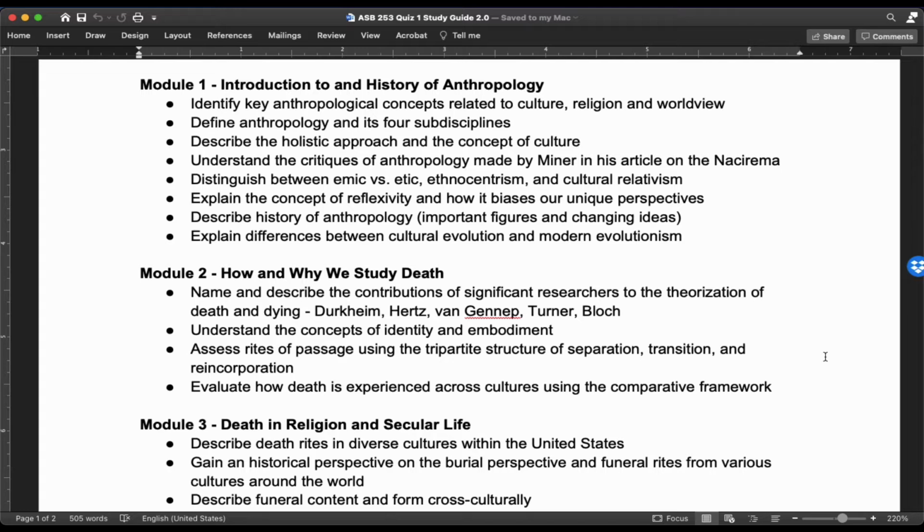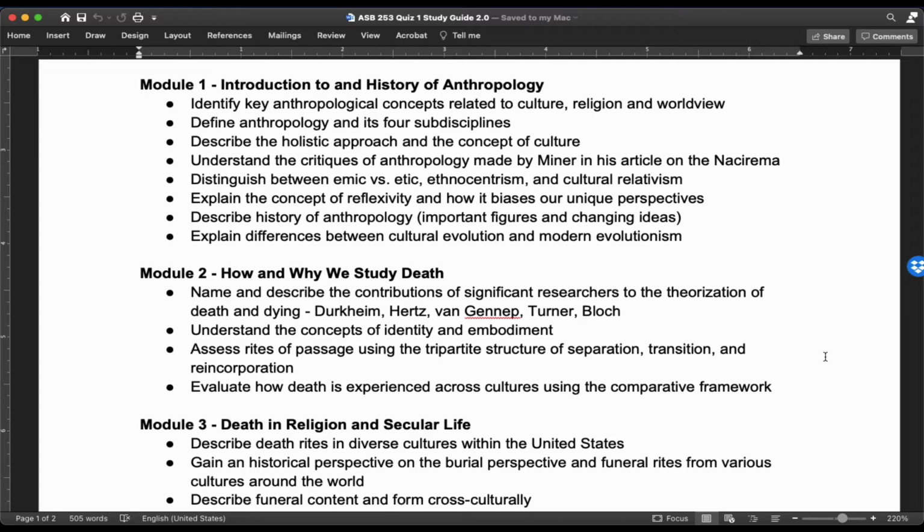So within Module 1, this is when we focused on an introduction to and history of anthropology. I would expect you to be able to define anthropology, define its 4 subdisciplines, and give me some examples of what those are. So the 4 subdisciplines being sociocultural anthropology, biological, physical / evolutionary anthropology, that all being the same second subdiscipline, linguistics, as well as archaeology. Those are the 4 subdisciplines, be able to define or explain those.